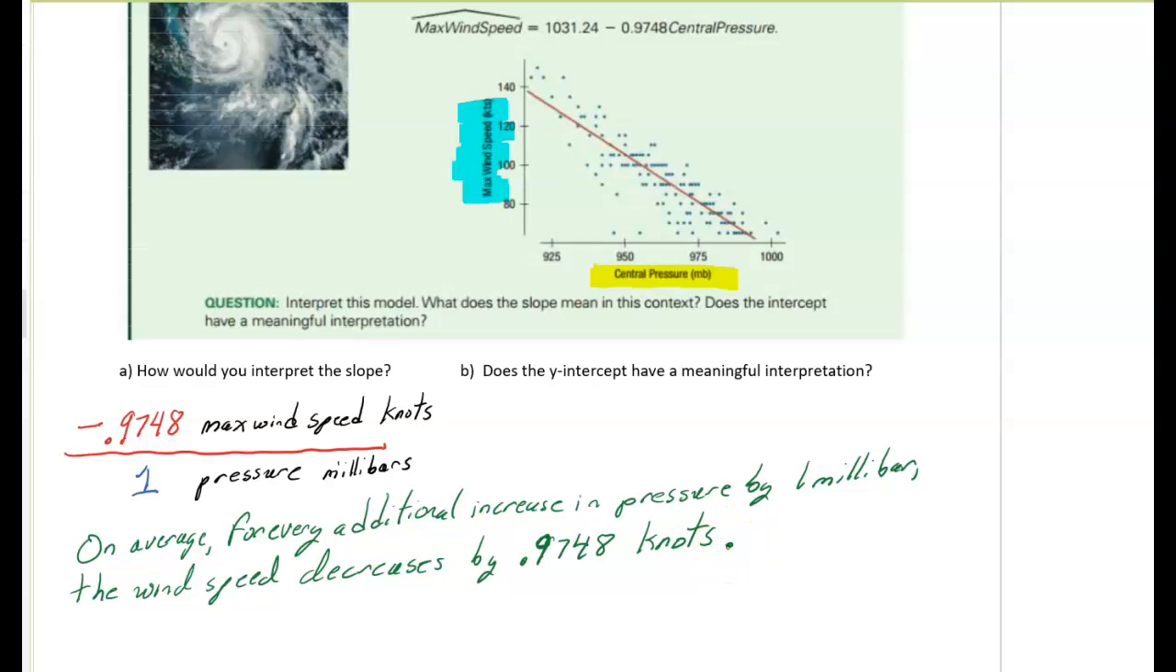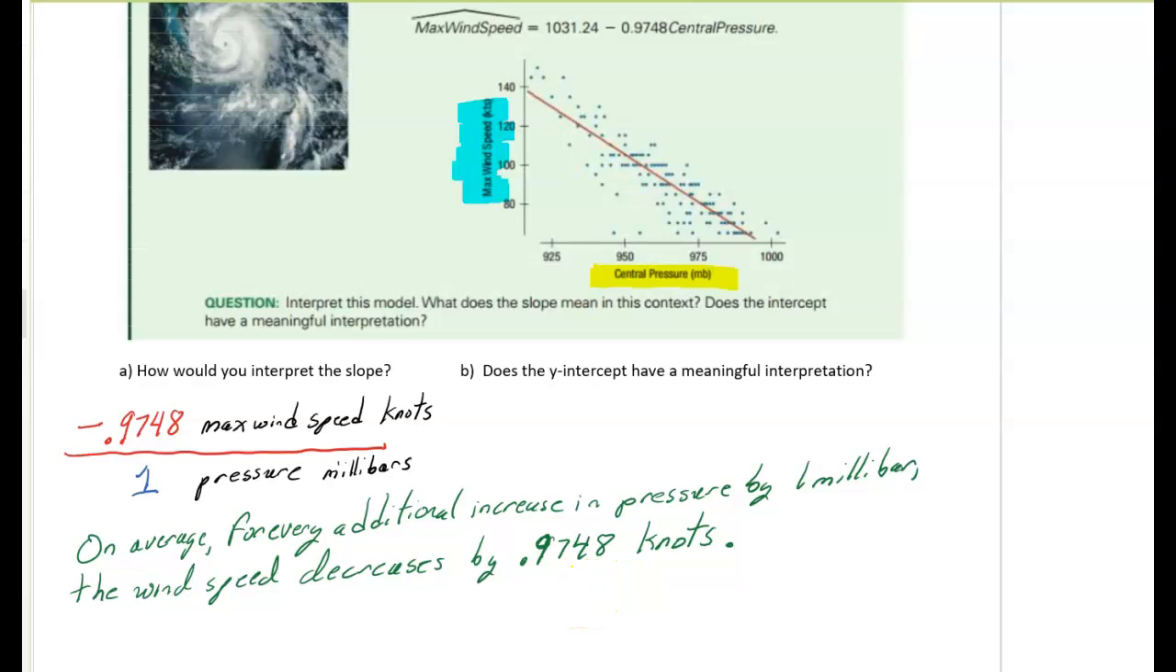So this problem has a negative slope. So for every additional increase in pressure by 1 millibar, the wind speed decreases by 0.9748 knots.